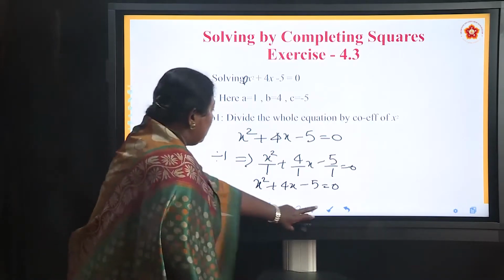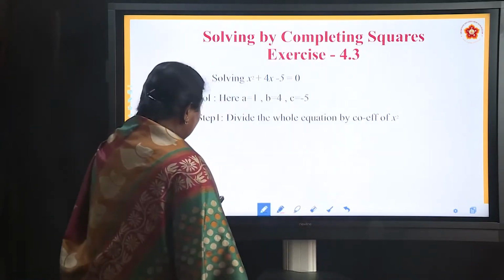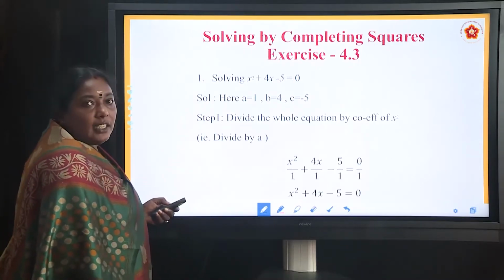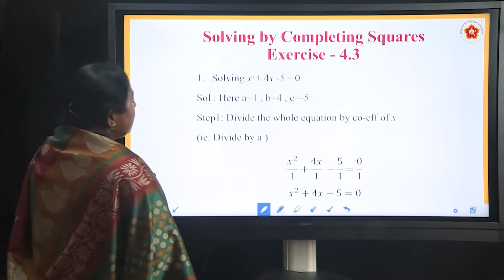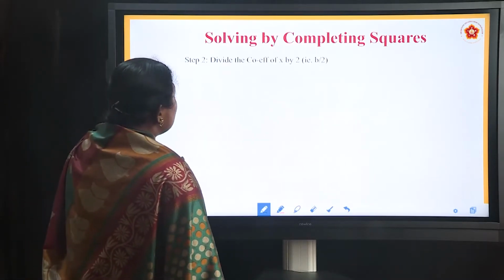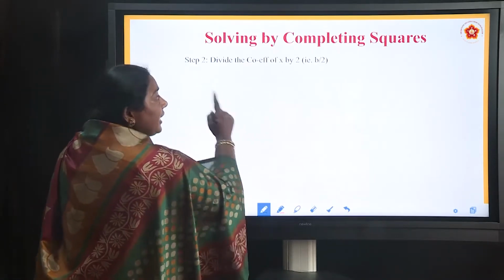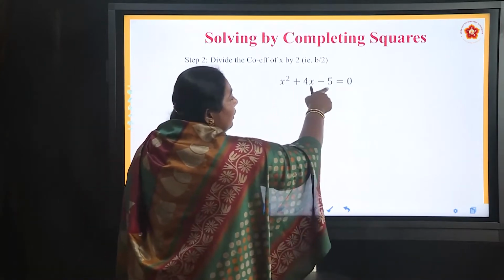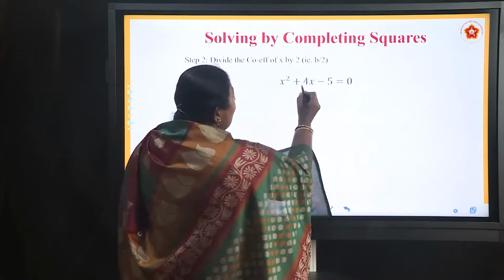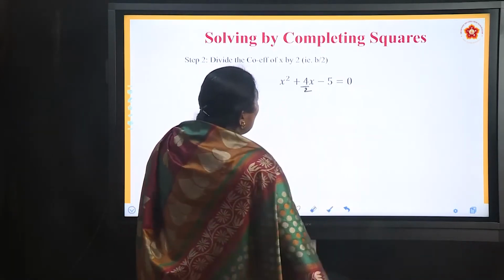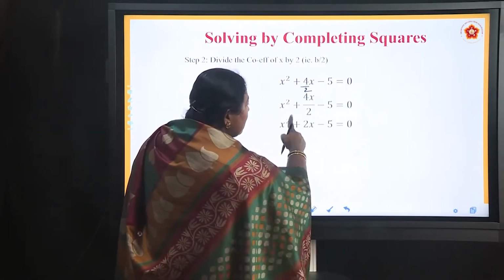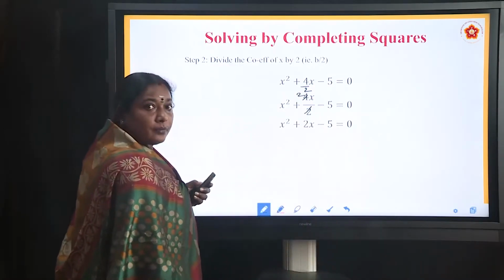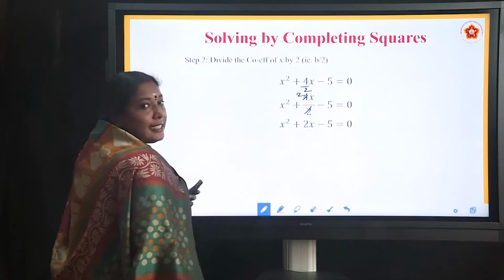Okay. Now let us move on to the next step. So what we have? X square plus 4x minus 5 equal to 0, right? So the next step is divide the coefficient of x by 2. So this is my equation, x square plus 4x minus 5 equal to 0. Now if I divide this by 2, what I will get? X square plus 4 by 2x minus 5 equal to 0, right? So I finished my second step.